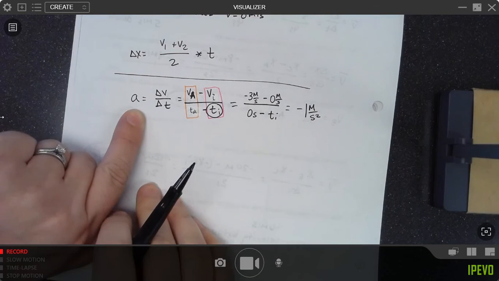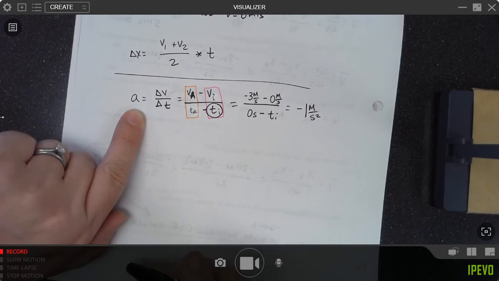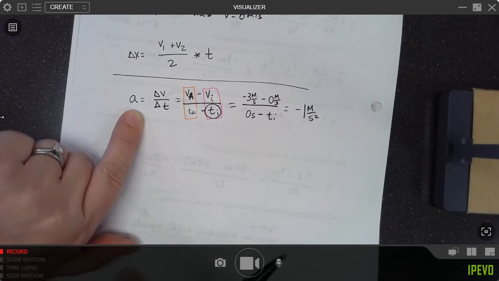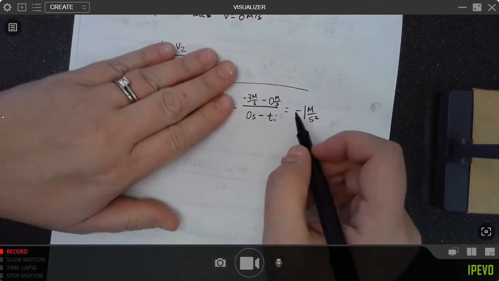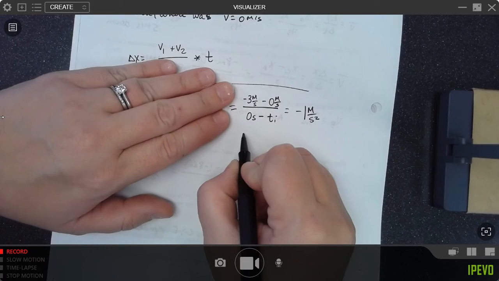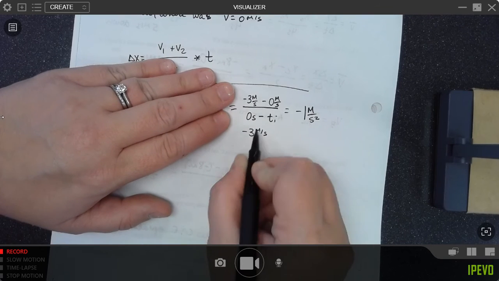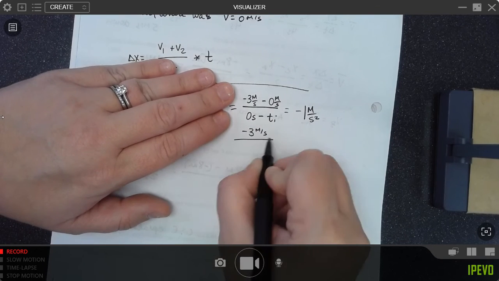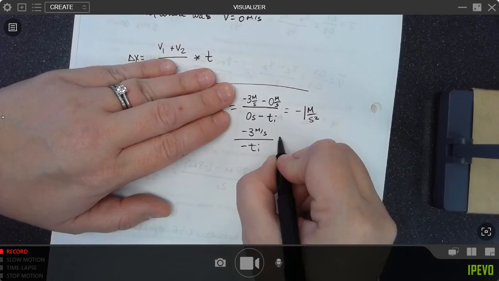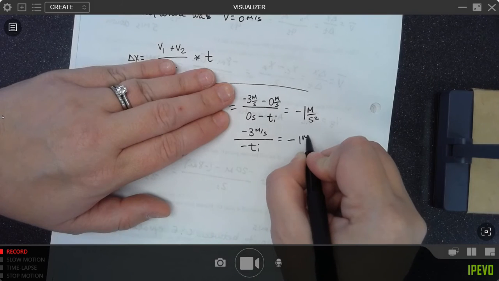Isn't it 1 velocity second? Yes, but the units for velocity are meters per second, so it's meters per second per second. All right, so I'm going to solve this. I've got -3 minus 0, so I've got -3 meters per second. And then down here on the bottom, I just have minus my initial time equals -1 meter per second squared.